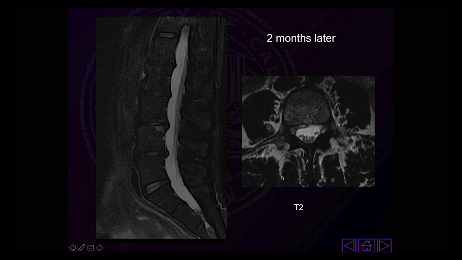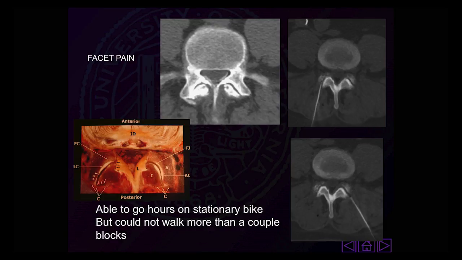And 2 months later, there was near complete resolution. Not necessarily related to the injection per se. This might be part of the natural history, but she was certainly more comfortable than she was without the injection. So disc herniations can be at least a helpful entity to treat with injections for patients who are not able to undergo surgery.